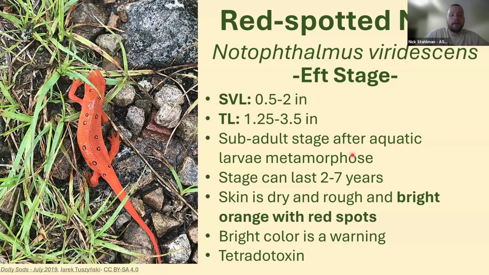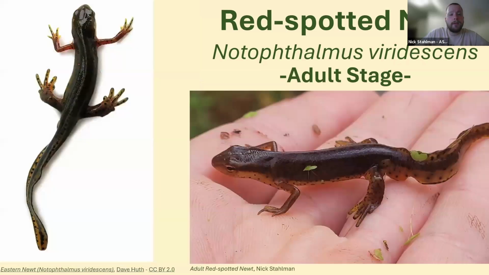And so they just wander around. On average, it's probably about 3 years in this stage. But again, sometimes upwards of 7 years. Till finally they're like, I'm ready to grow up. And they metamorphose one last time into the adult stage. What's interesting is this adult stage has lungs. It can still breathe through its skin. It has lungs, and now it's aquatic.